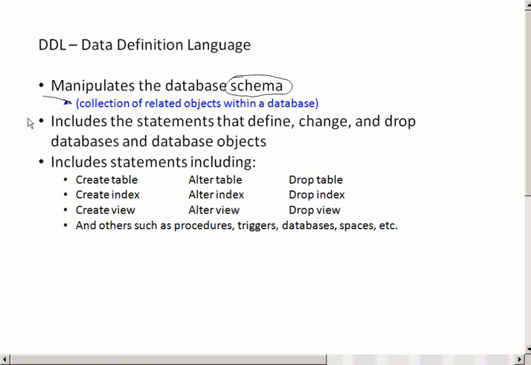Now, DDL includes all of the statements that allow us to define, change, or drop databases and database objects. So, for example, it includes statements such as create, alter, and drop. Now, create is designed to allow us to create brand new objects within the database. Alter allows us to modify existing objects within the database, and drop just simply deletes them.